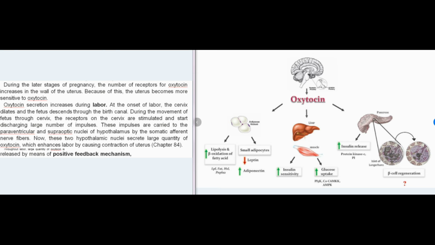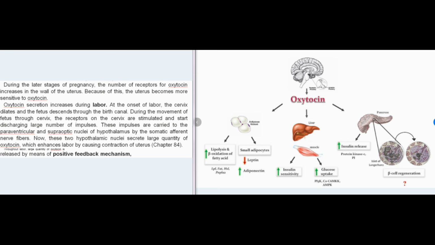Oxytocin secretion increases during labor. At the onset of labor, the cervix dilates and the fetus descends through the birth canal. During the movement of fetus through cervix, the receptors on the cervix are stimulated and start discharging large number of impulses. These impulses are carried to the paraventricular and supraoptic nuclei of hypothalamus by the somatic afferent nerve fibers. Now, these two hypothalamic nuclei secrete large quantity of oxytocin, which enhances labor by causing contraction of uterus, Chapter 84.